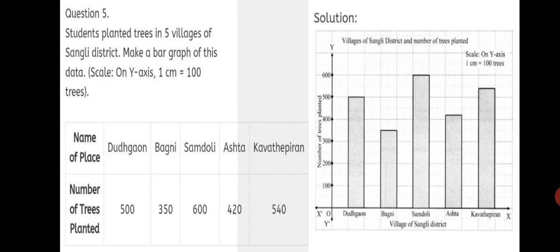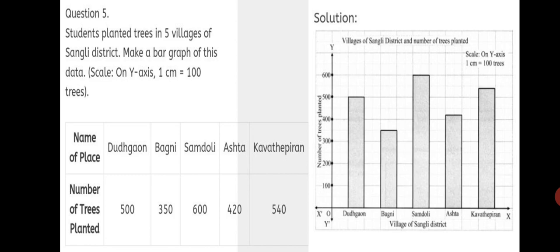Fourth step, write the number of trees planted on y-axis in the order of the scale given. 1 centimeter is equal to 100 trees. So 100, 200, 300 and so on. Fifth step, write the scale on right hand side corner on top. Scale on y-axis 1 centimeter is equal to 100 trees. And last step, draw the bar graph. Now, be very attentive. Dudgaon is shown 500. So this we get very easily on the graph. We can see 500 and we can mark Dudgaon. So shade it properly.